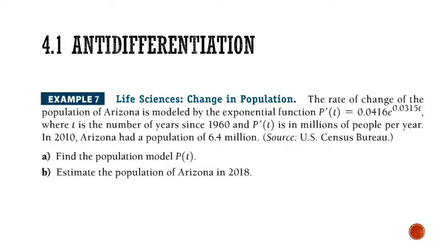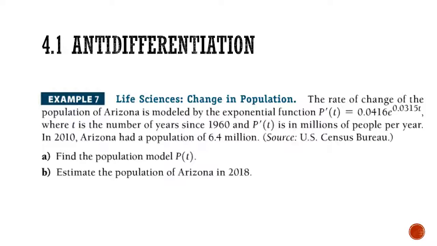All right, the rate of change of the population of Arizona is modeled by the exponential function p prime of t equals 0.0416 e to the 0.0315t. T is the number of years since 1960, so be sure to pay attention to that. And P prime is in millions of people per year. In 2010, Arizona had a population of 6.4 million. Now that is an initial condition.